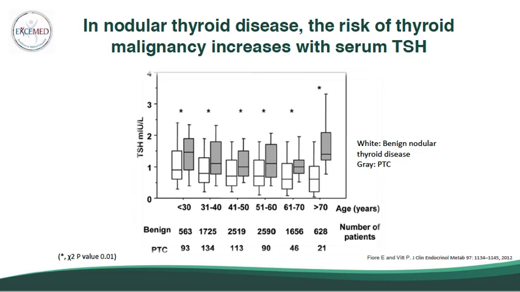So in nodular thyroid disease, the risk of thyroid malignancy increases with serum TSH. This graph shows the levels of TSH comparing those with papillary thyroid cancer, as shown in the gray bars, with patients with benign nodular thyroid disease, as shown by the white bars. And it's obvious from the graph that patients with papillary thyroid carcinoma would have higher TSH levels across all age groups. So your level of TSH will give you a clue as to the risk of thyroid malignancy.